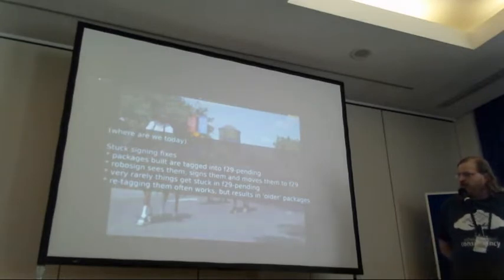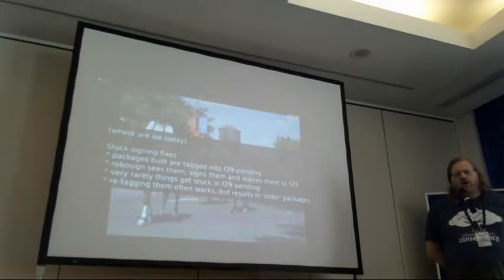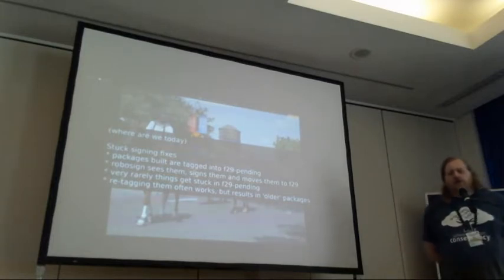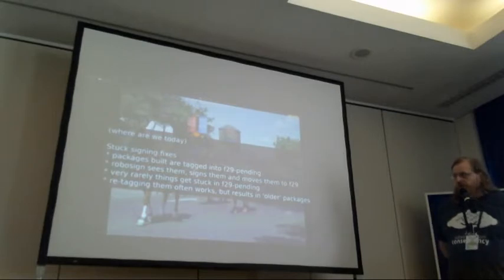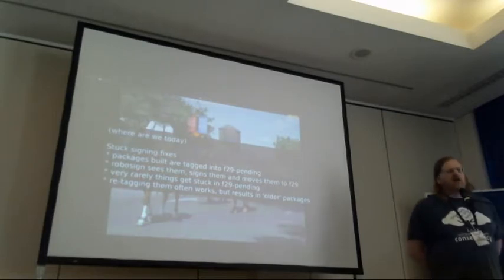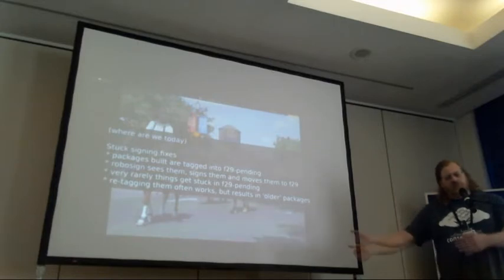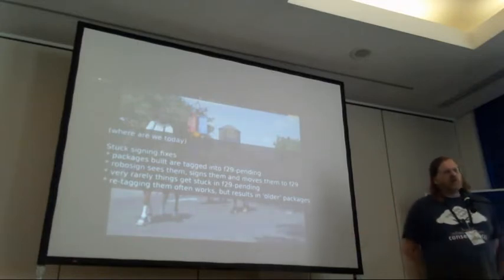Another issue that we've run into is the way package signing works. Rawhide is now fully signed. The way it works is you do a build and it lands in the F29 pending tag. And then we have an automated process called RoboSignatory that looks at the stuff that lands in that tag, signs it, and then moves it over to the F29 tag.